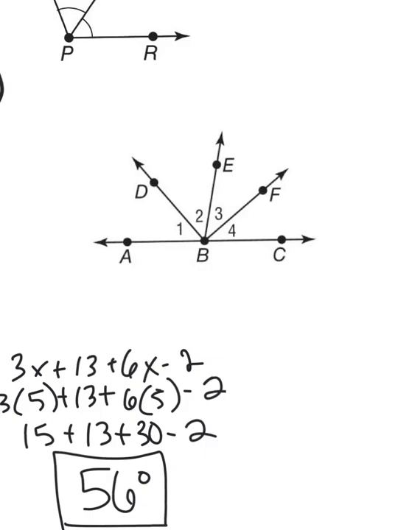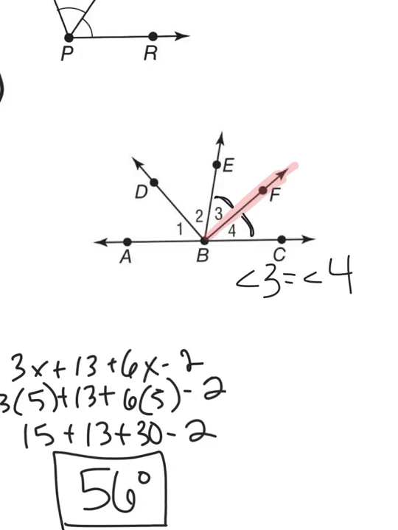So if this bisects, that means it cuts it in half. So the two pieces are going to be equal to each other. So angle 3 is equal to angle 4. For every one of these questions, no matter what, angle 3 is equal to angle 4. I can't make any assumptions about anything else.